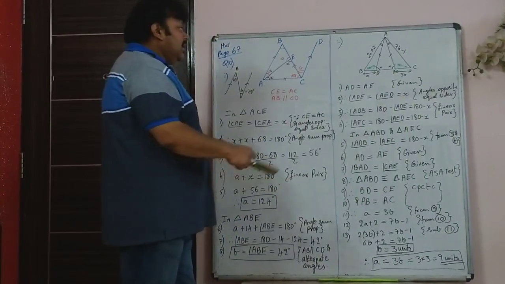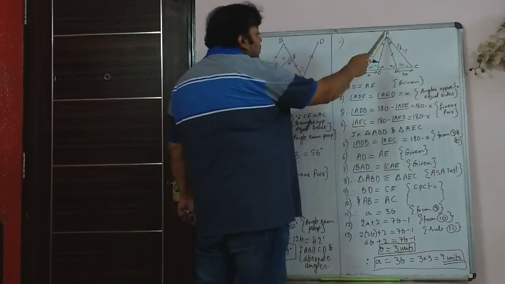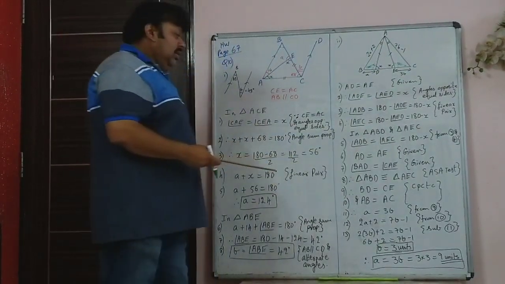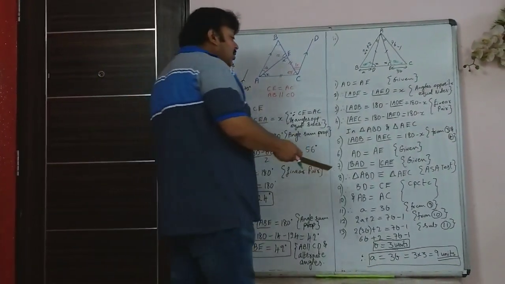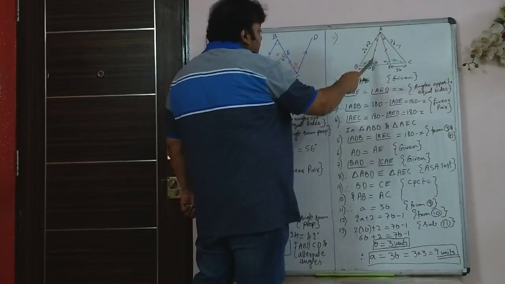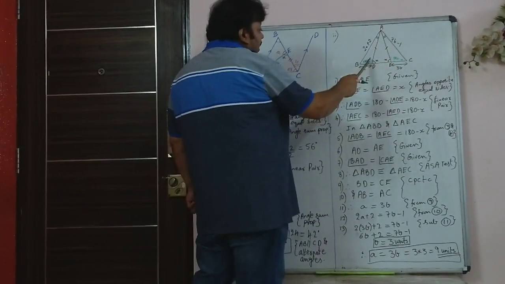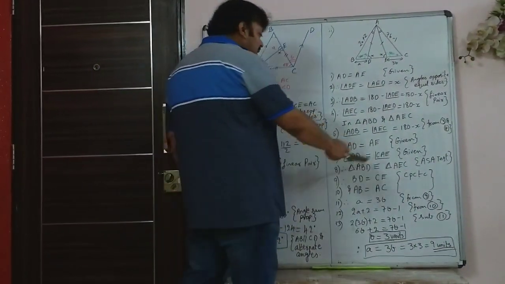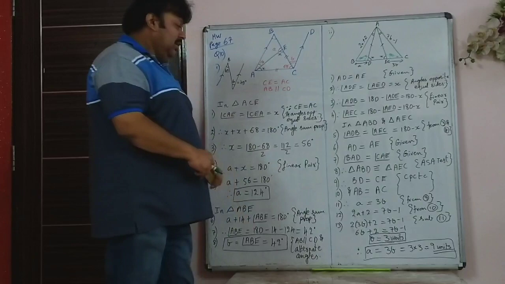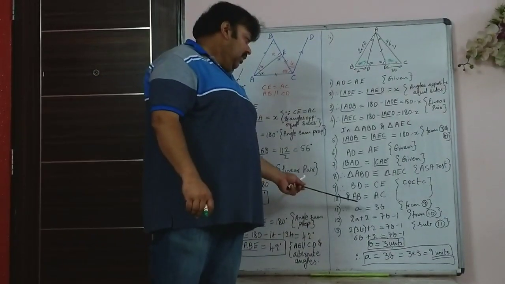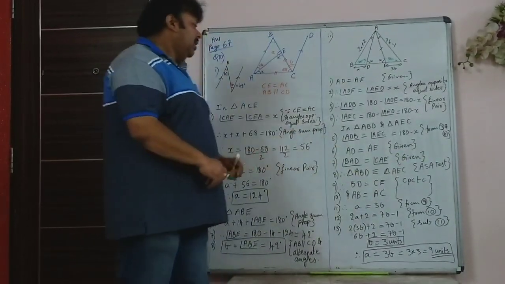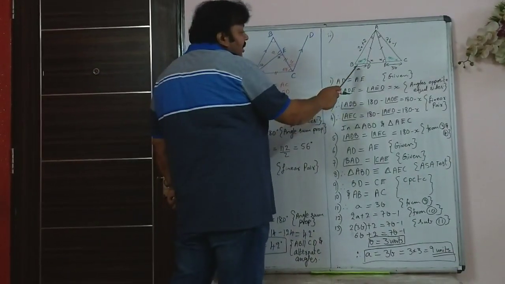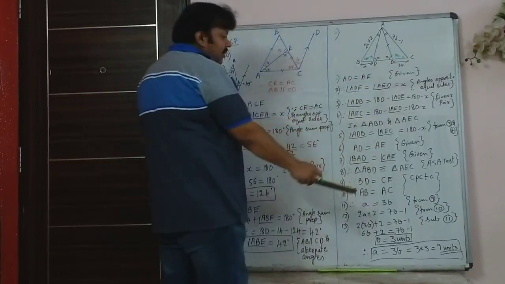If you take these two triangles, triangle ABD and triangle ACE, in those two triangles you can prove them congruent by A, S and this 180 minus X, that is A. So you are proving the two triangles congruent by the ASA test. Therefore, the corresponding sides BD and EC will be equal.